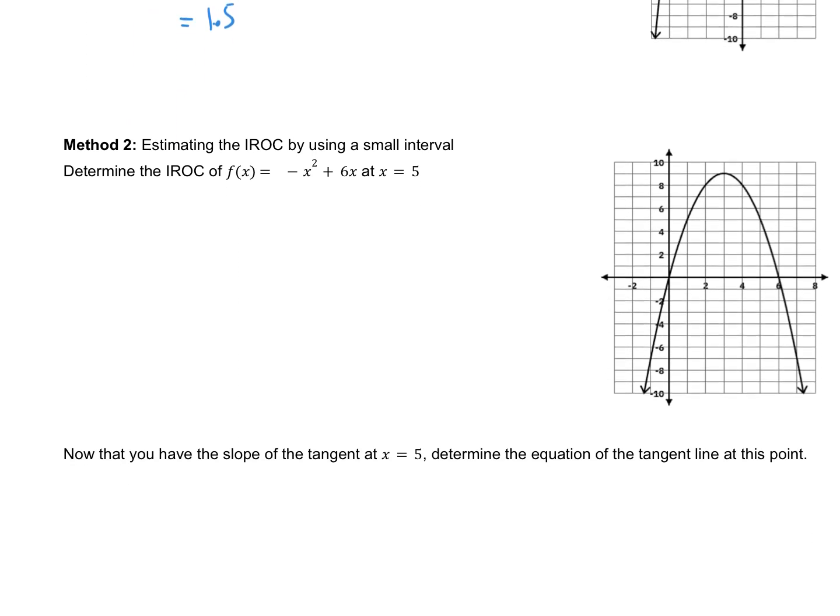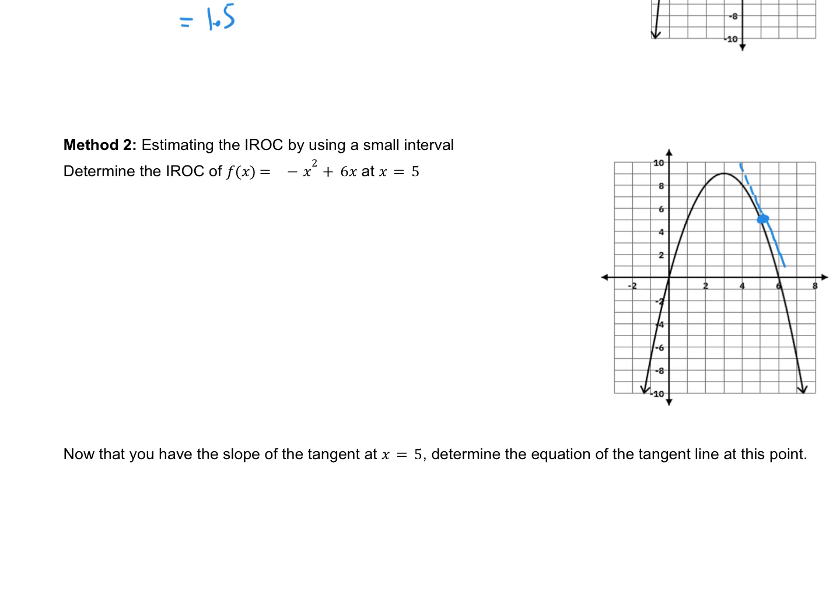So here's method 2. Determine the instantaneous rate of change of f(x) = -x squared plus 6x at x equals 5. So I'm just going to plot the point, but I'm not actually going to use my graph. Here it is. I do expect my tangent line to have a negative slope, so maybe something like this. Very rough. But I'm going to show you the algebraic way.